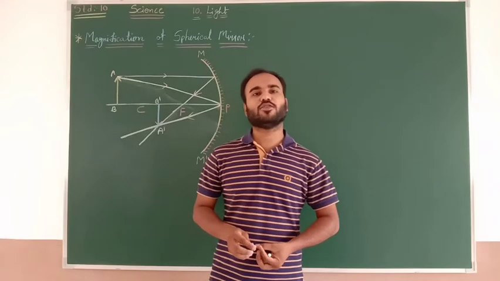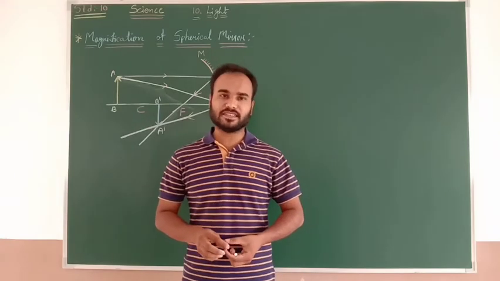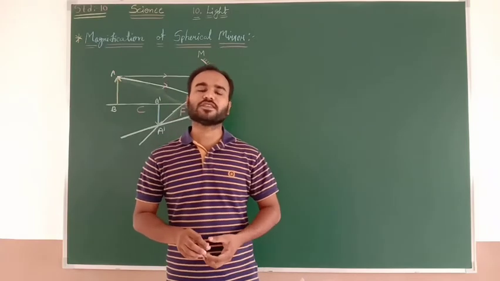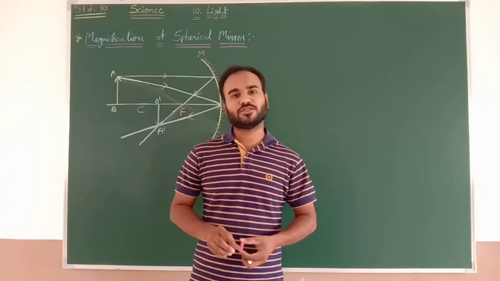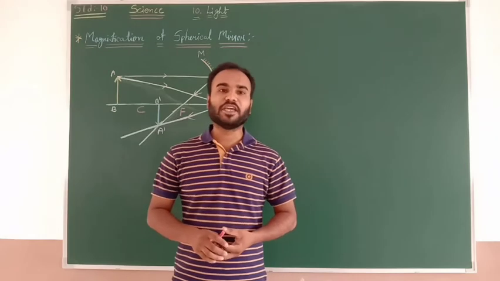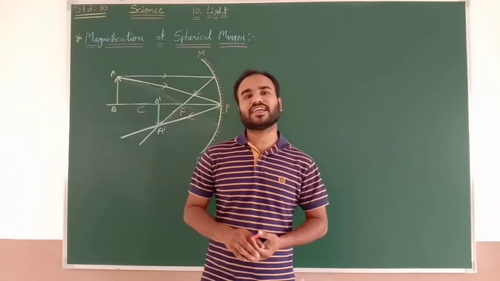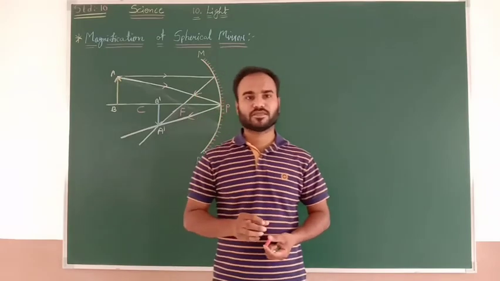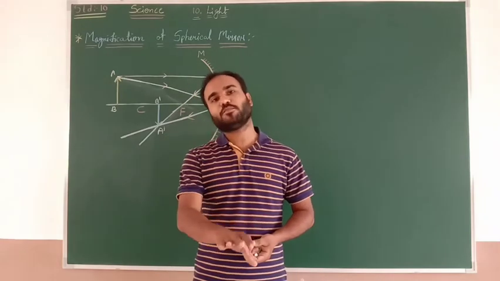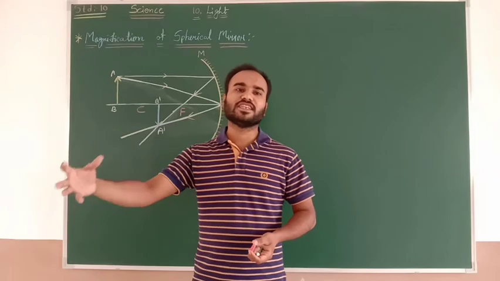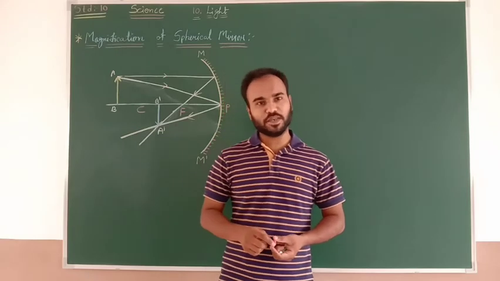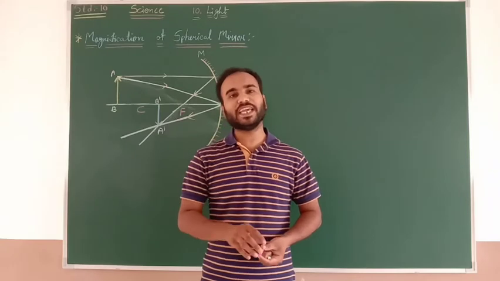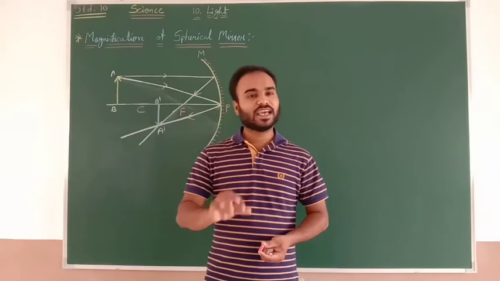Today we'll talk about 10th standard science, chapter number 10, light. In our previous video, we have talked about the mirror formula and Cartesian sign convention. So in Cartesian sign convention, we have seen that the object is always kept on the left side of the mirror. So the object distance will be negative always.